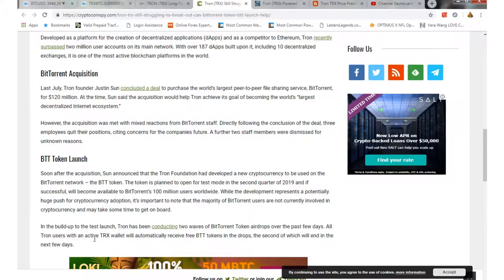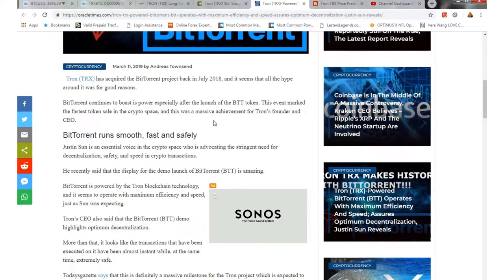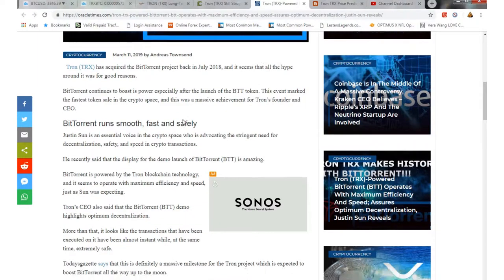All TRON users with an active TRX wallet can receive free BTT tokens in the drops, the second of which will end in a few days. So again, that's kind of what's happening today. But like I said, it does make sense that a lot of the users are not really involved in it, but hopefully that'll start changing, especially towards the end of the quarter, end of the year, basically.